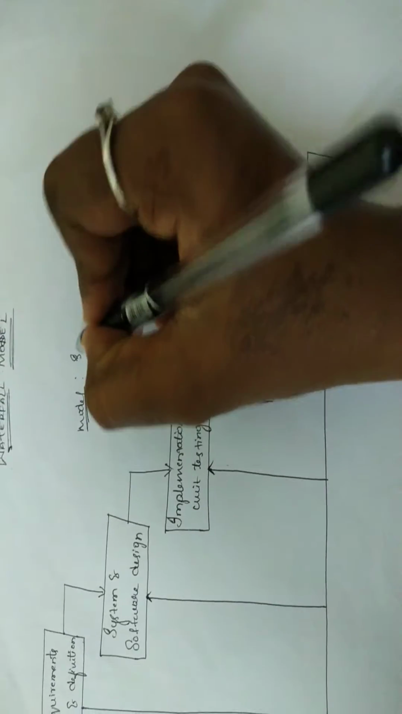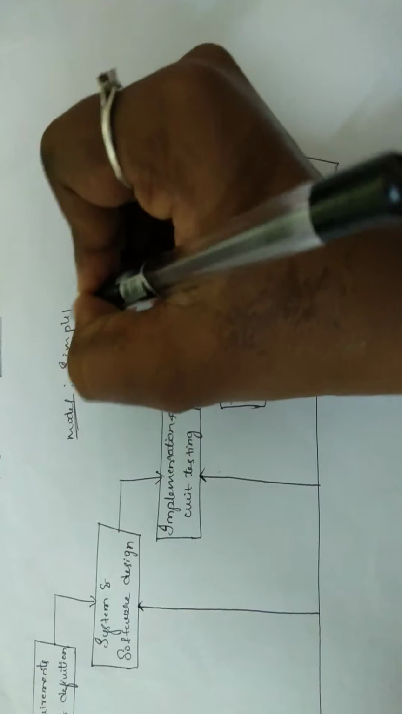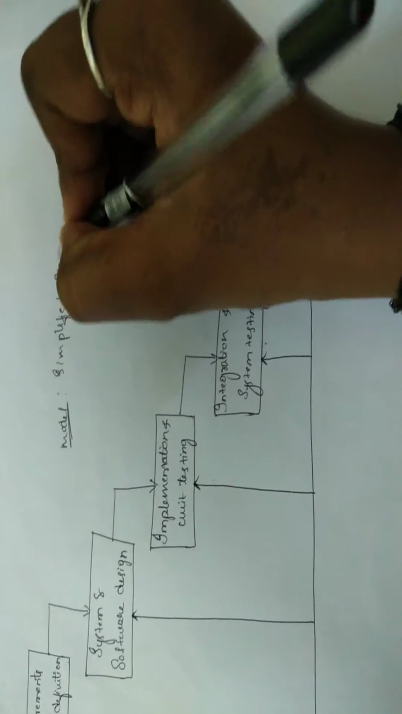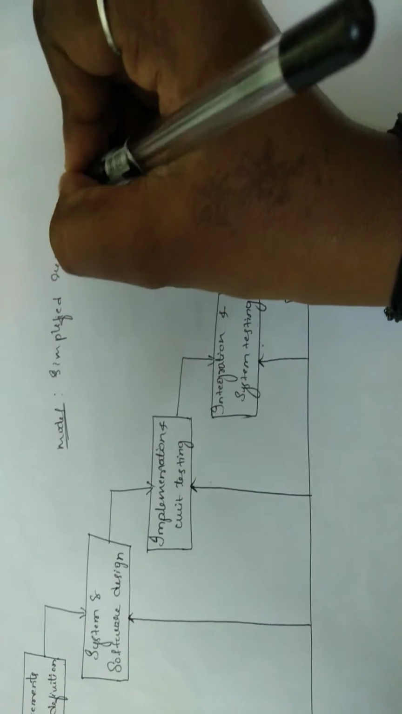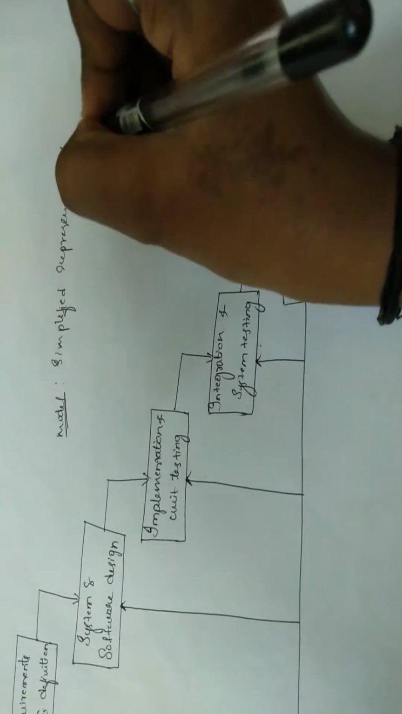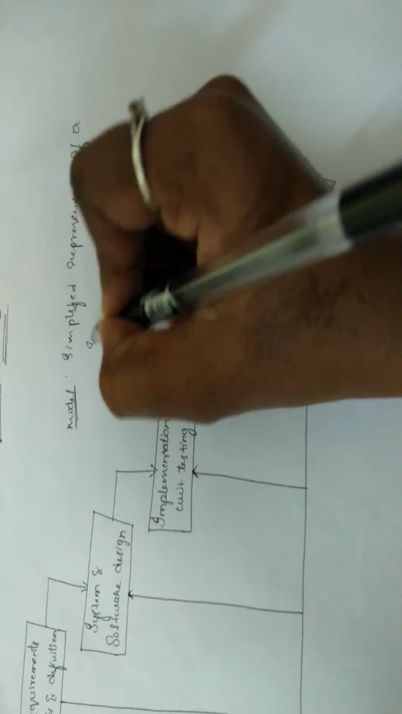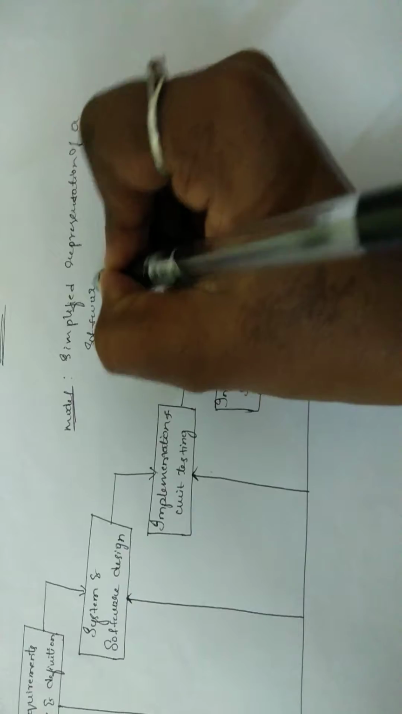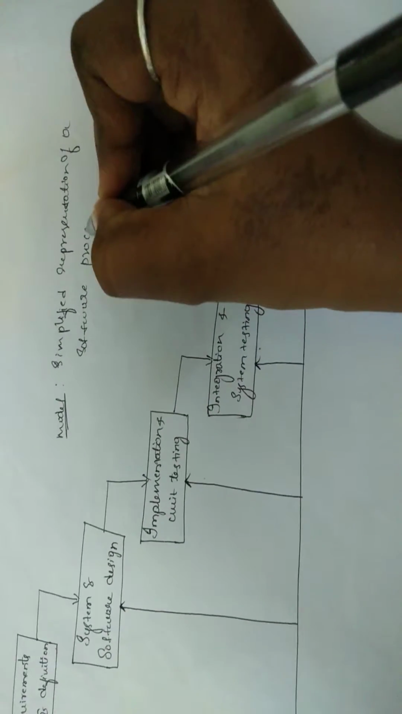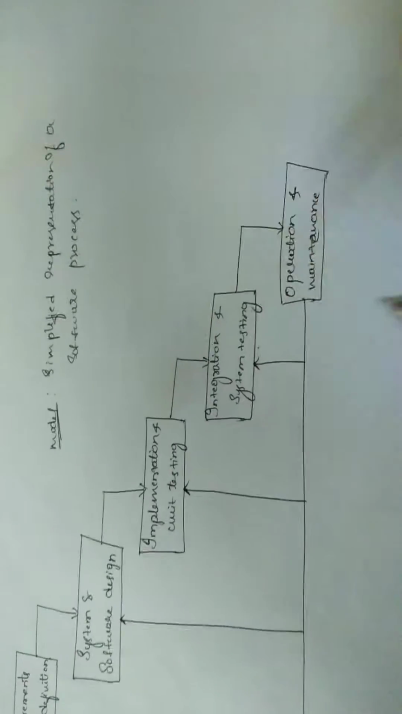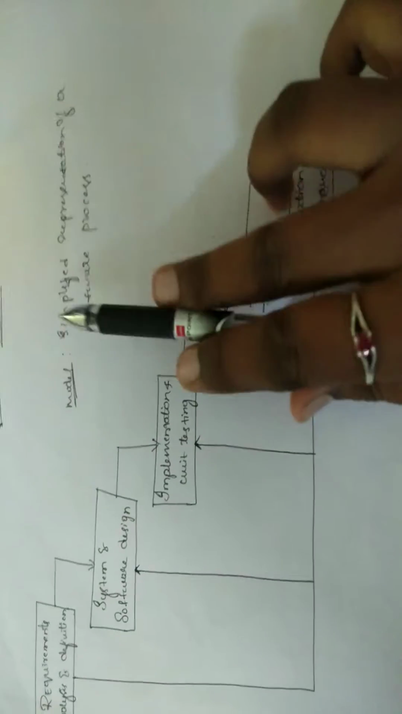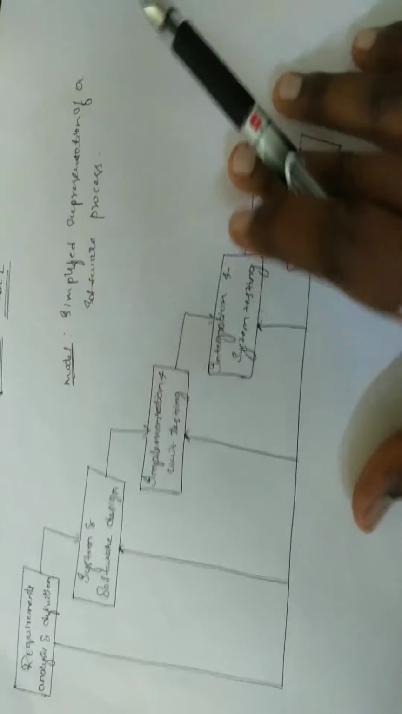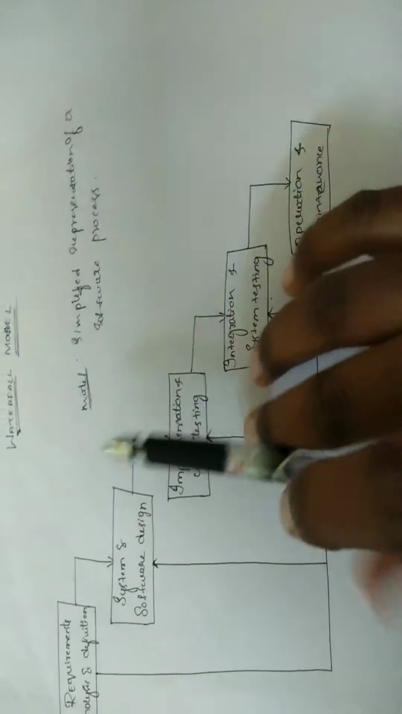Model is a simplified representation of a software process. Model is just a simplified representation of a software process. Waterfall model.